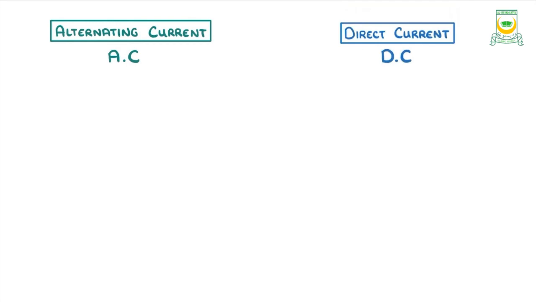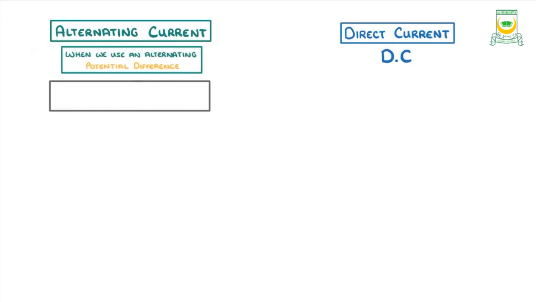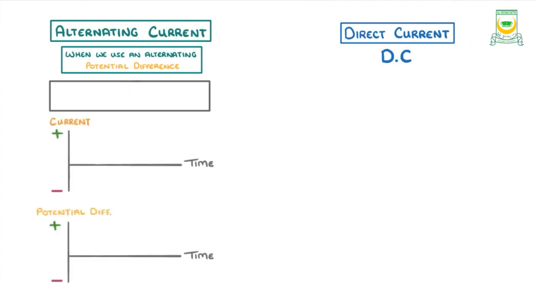So as you can see, alternating current is the current that flows in reverse. It doesn't flow only in one direction, but it can flow back and forth. We use this when the source of the potential difference is alternating, for example, when we plug something into the mains supply.